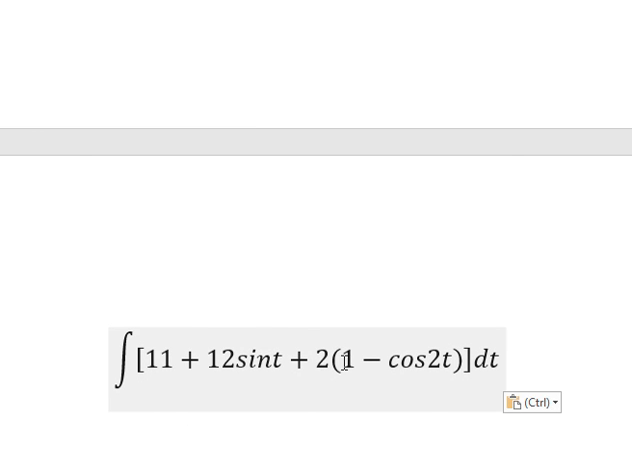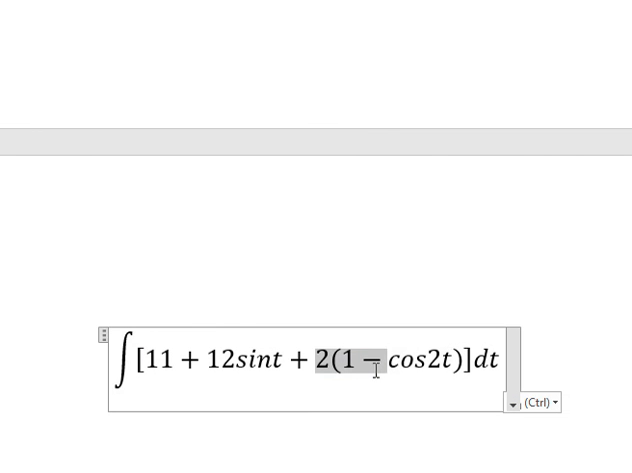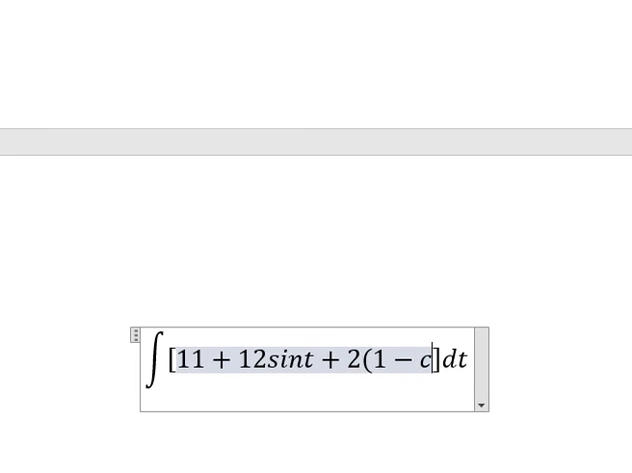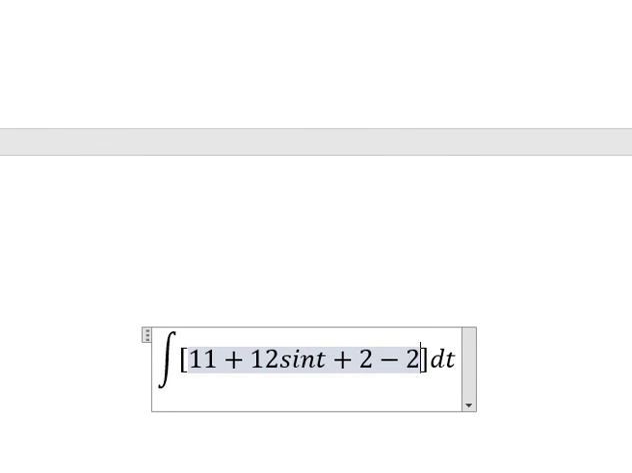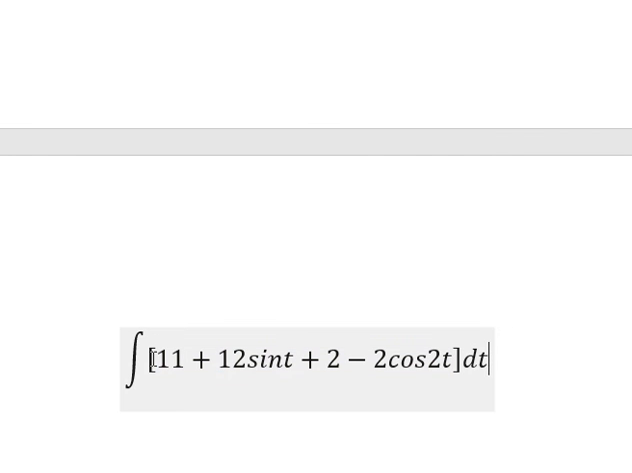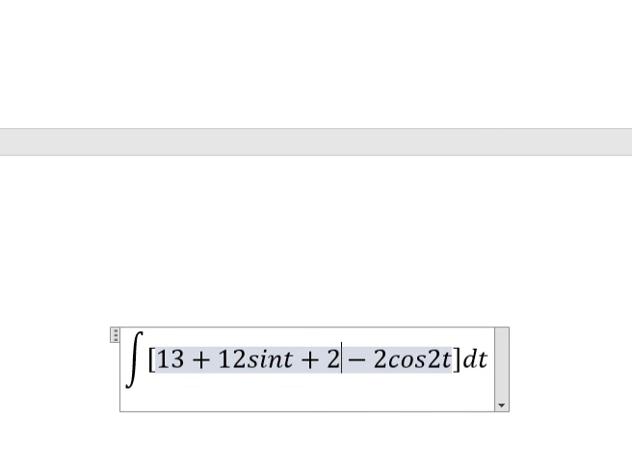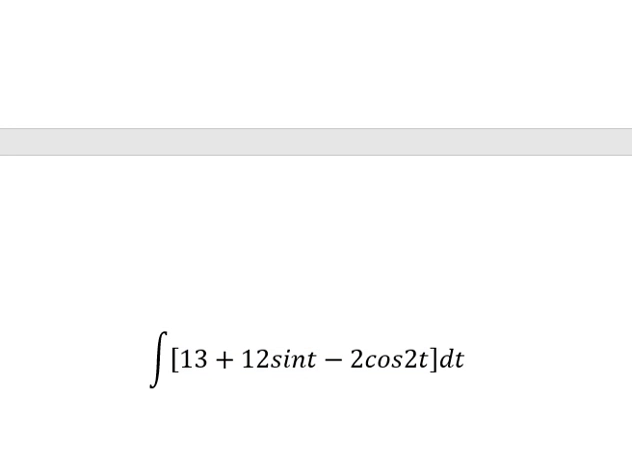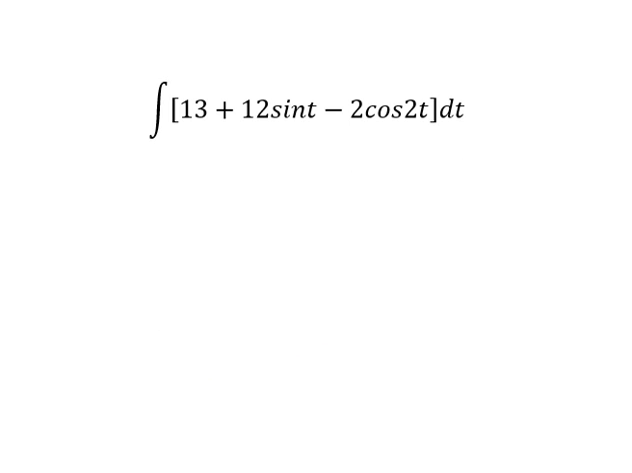So number 2 with number 1 and cosine 2t, we have 2 minus 2 cosine 2t. Next, 11 with number 2, we have 13. And now we have the final answer.